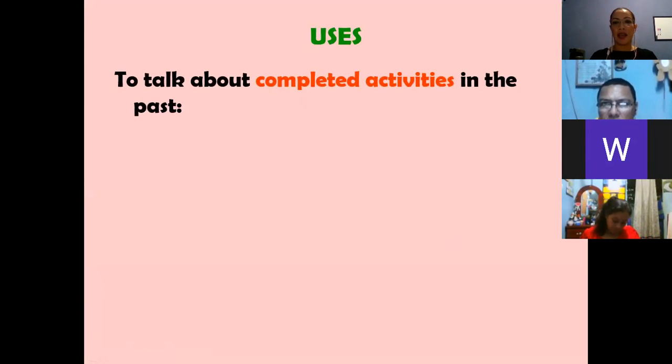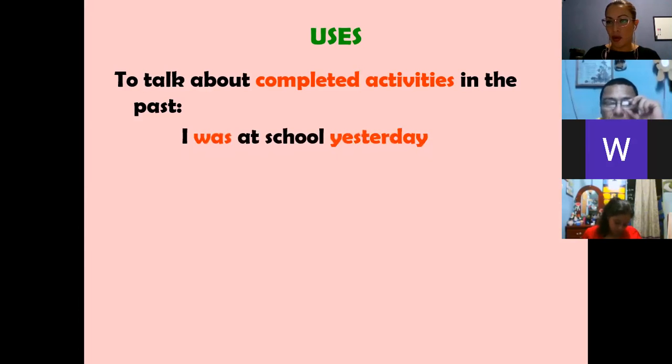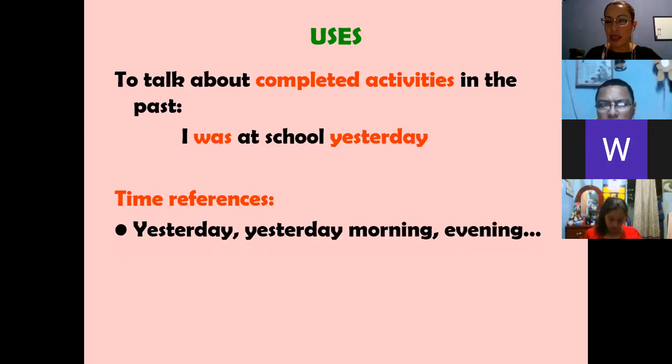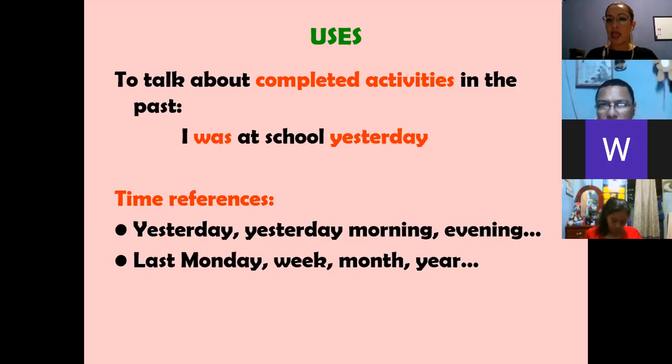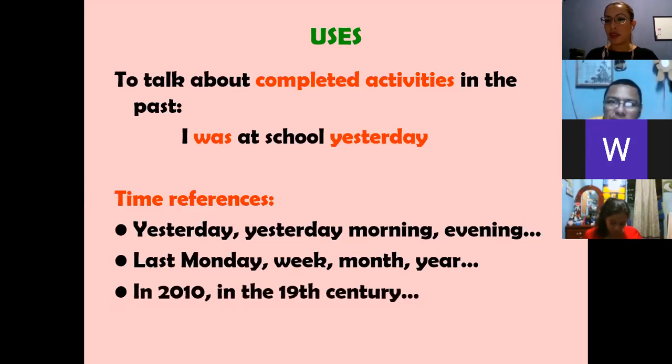Para hablar acerca de acciones que se completaron en el pasado se usa el pasado simple, ¿verdad? Para hablar sobre algo que ya sucedió. Por ejemplo, I was at school yesterday. Estoy diciendo que estuve en la escuela ayer. Podemos usar referencias de tiempo, palabras como yesterday, yesterday morning, yesterday evening, last Monday, last week, last month, last year, in 2010, etc.